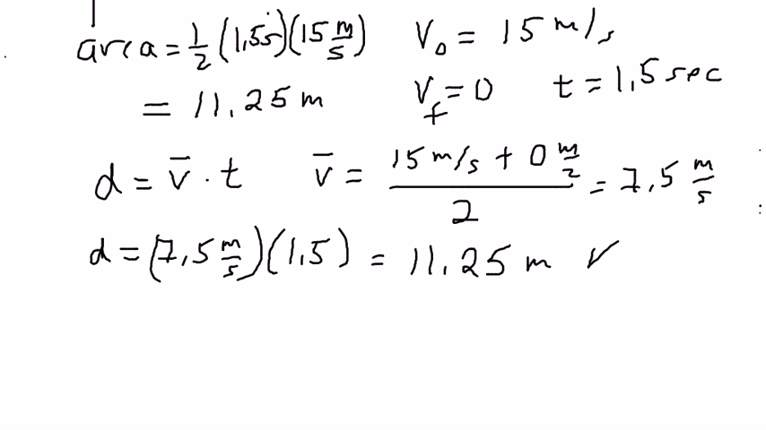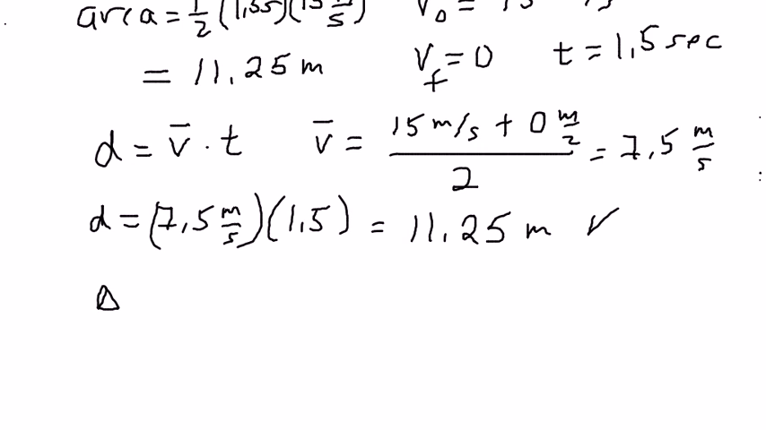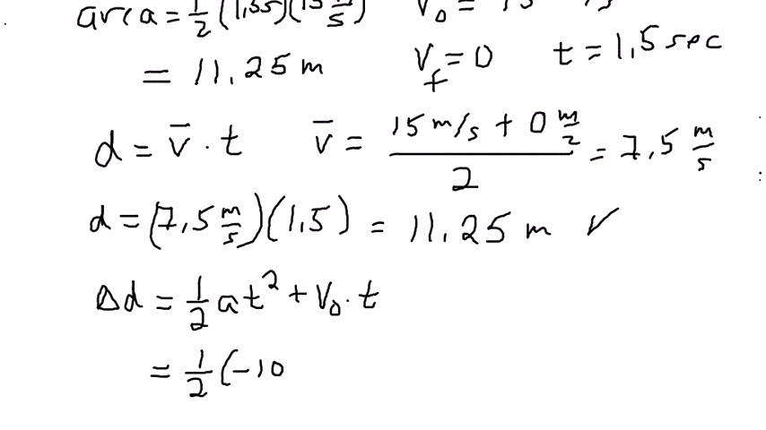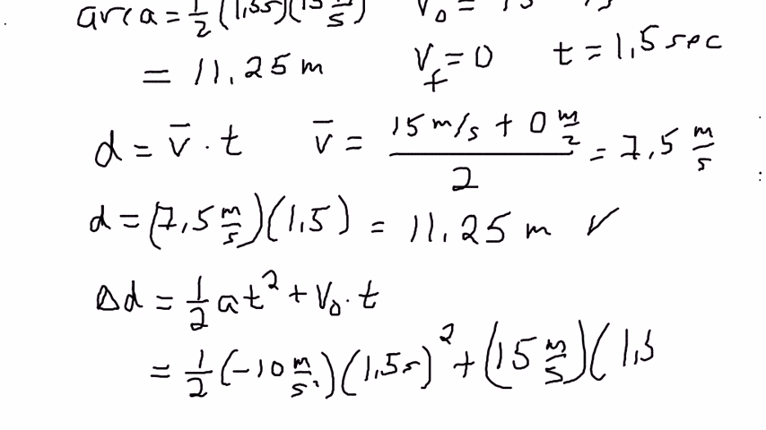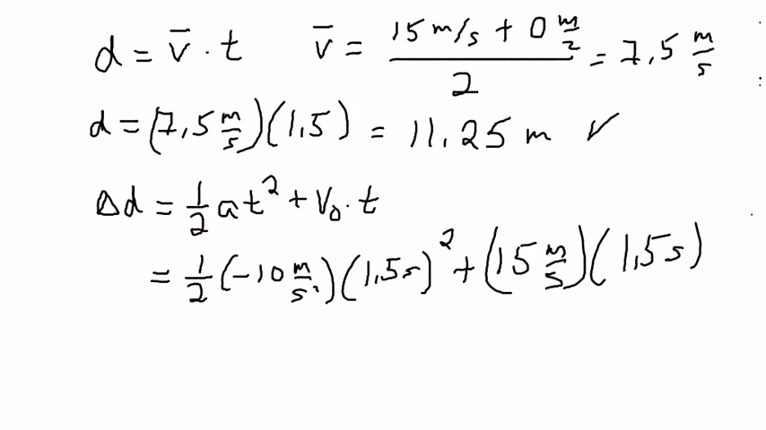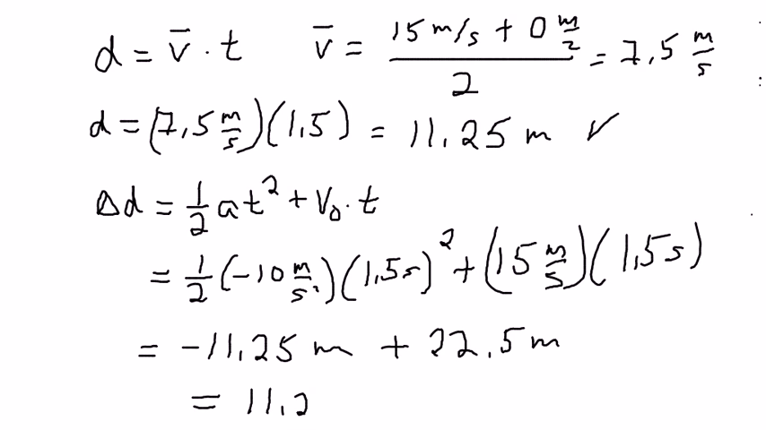You'll remember in class that we also derived a formula that looked like delta d is equal to 1/2 a t squared plus v0 times t, and if I plug the numbers I have into here, I end up with 1/2 times minus 10 meters per second squared times (1.5 seconds) squared, plus 15 meters per second times 1.5 seconds. If I multiply this all out, the first term gives me minus 11.25 meters, and the second term gives me 22.5 meters, and again I get 11.25 meters.